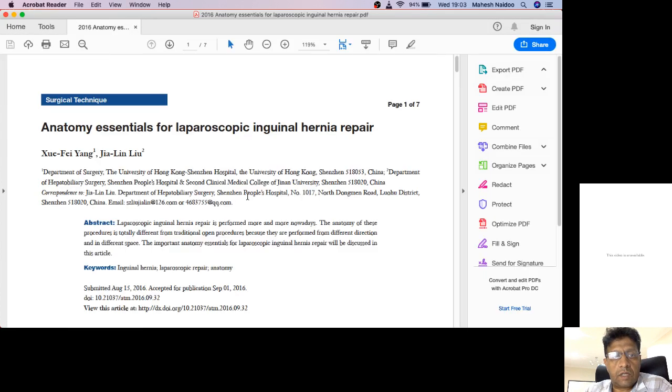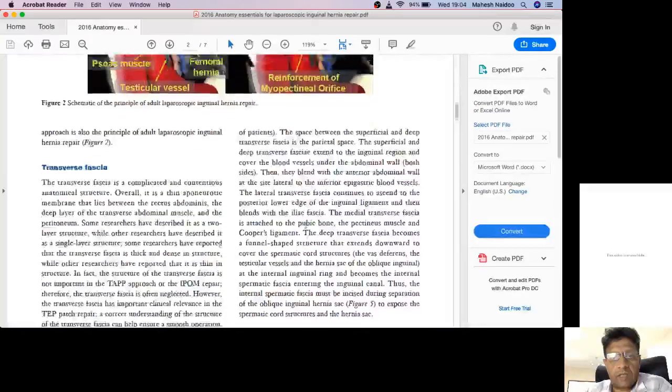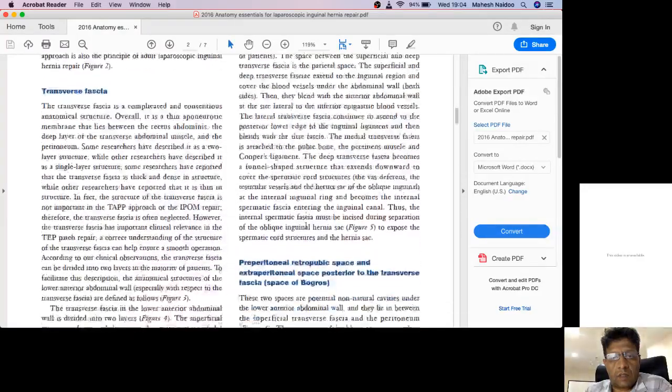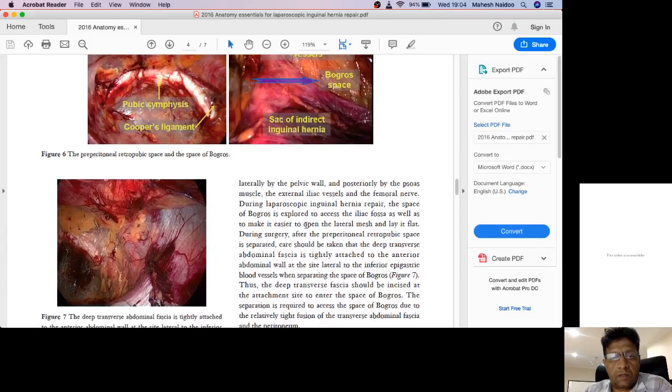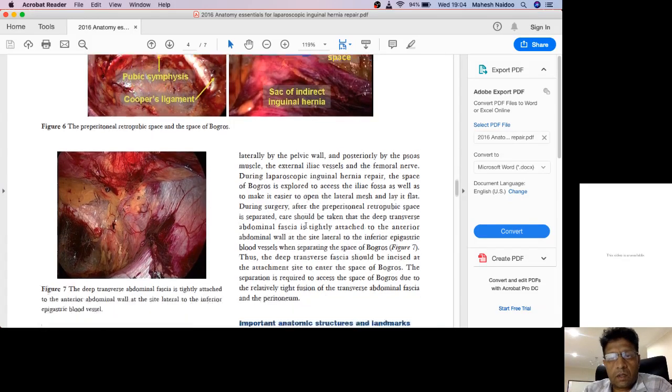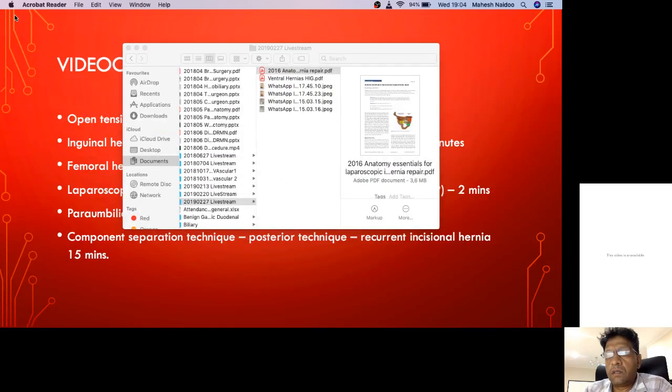I haven't read through it in detail, but the diagrams and schematics look very nice. It's an explanation of the laparoscopic anatomy of the inguinal area, which I think would be worthwhile reading. We'll try and get to that if we can. Ismail is here as well.